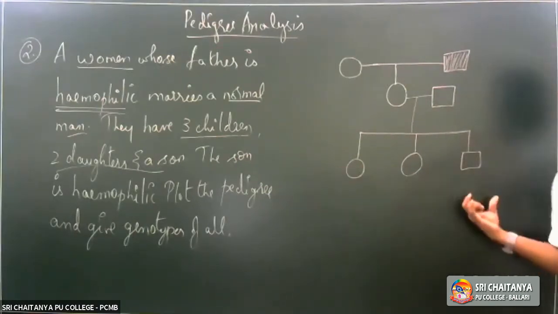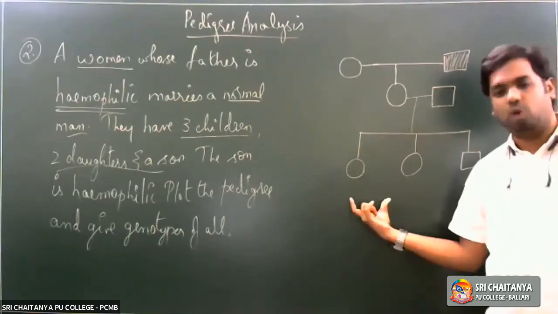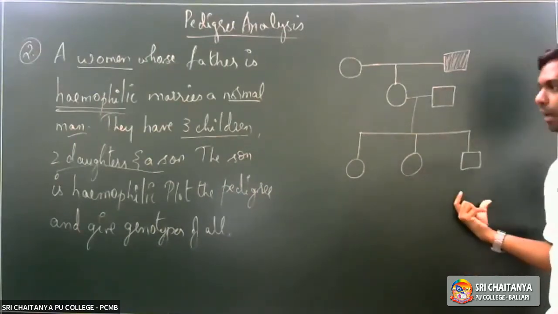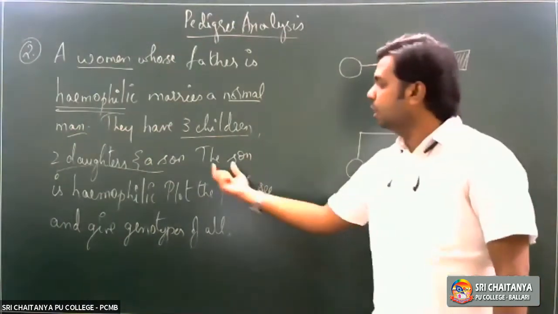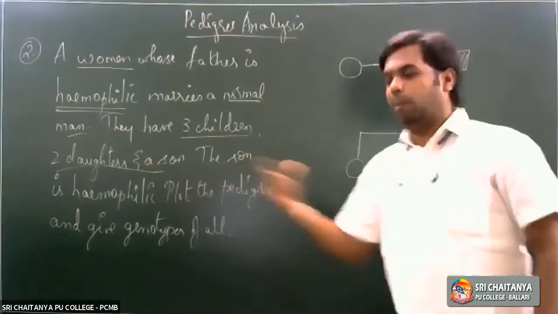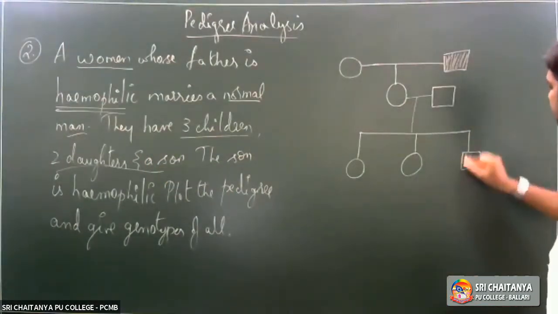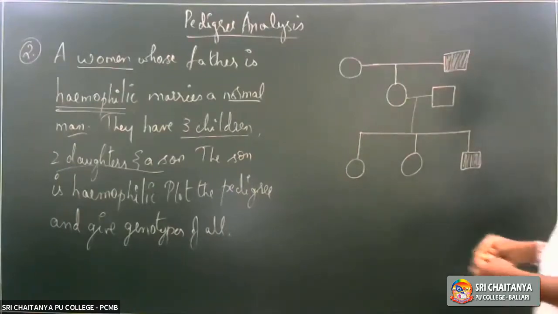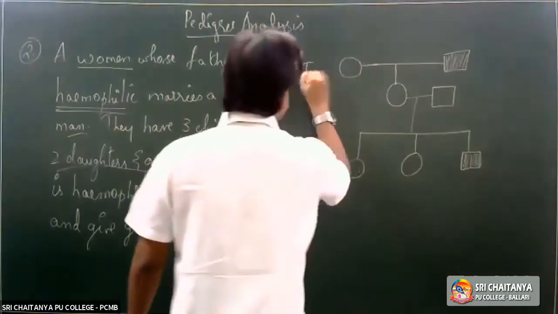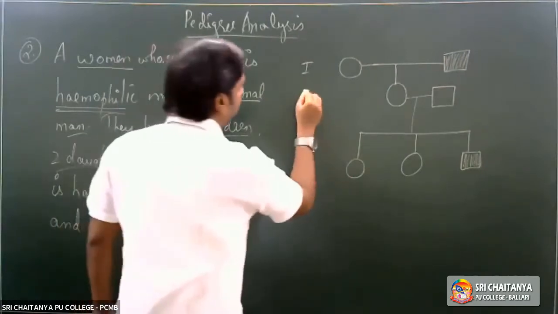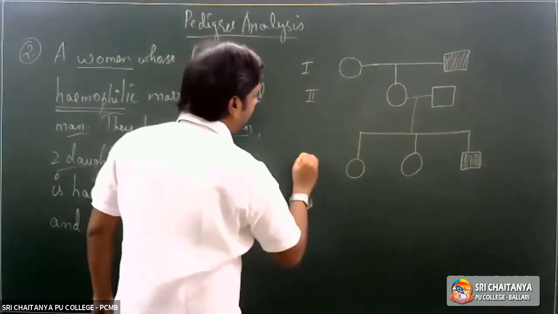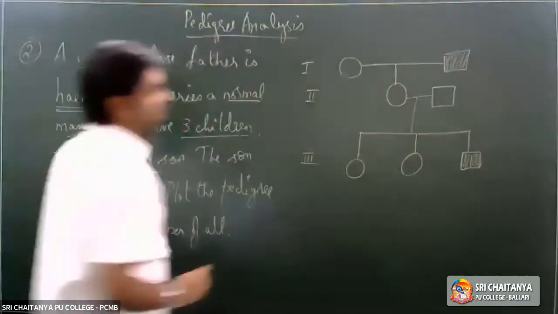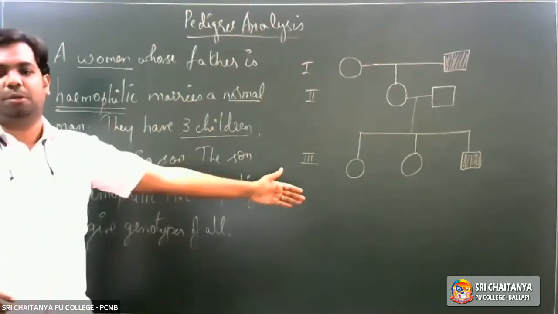So among the three, two are said to be daughters and one is the son. Next, what they have given in the last: the son is again said to be hemophilic. So this is our pedigree, what we have. This is the first generation, this would be the second generation, and this would be the third generation. So three generations we have seen here, right?